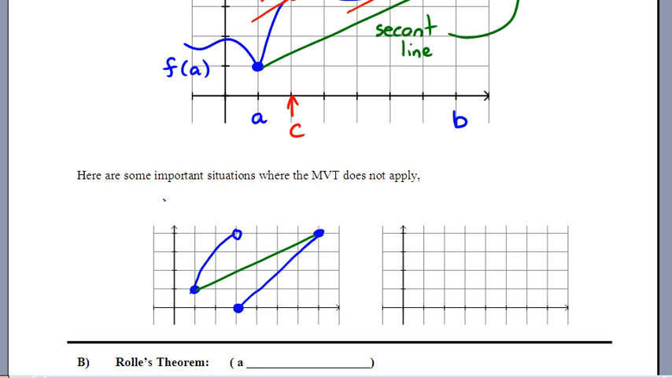Yeah, no kidding, but your function wasn't playing by the rules. It was not continuous. So if your function isn't continuous, well, then the mean value theorem doesn't necessarily apply.